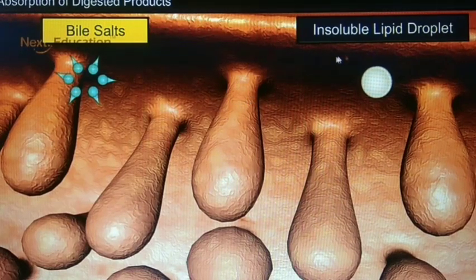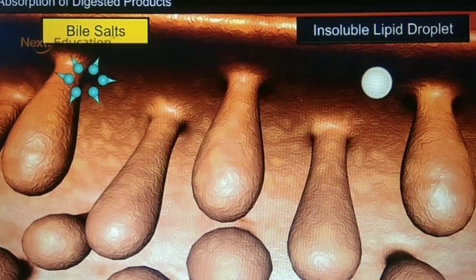First, these insoluble lipid droplets, the fat molecules, will be acted upon by the bile salts. This is the lumen of the intestine, and this is the mucosa layer. In the mucosa layer we find the villi, isn't it? The lumen is the central space which you have studied. Here you can see the bile salts in the space of the intestine. The bile salts act on the lipid droplets.